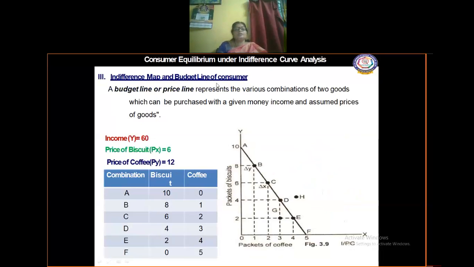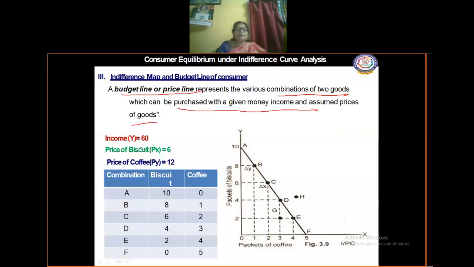So now you can see that the budget line or the price line is nothing but the given income, the fixed amount of income, and the various combinations of two goods. Between two goods only, always a combination takes place, and how the consumer purchases with a given money income and assumed price of goods. That is only called the budget line.